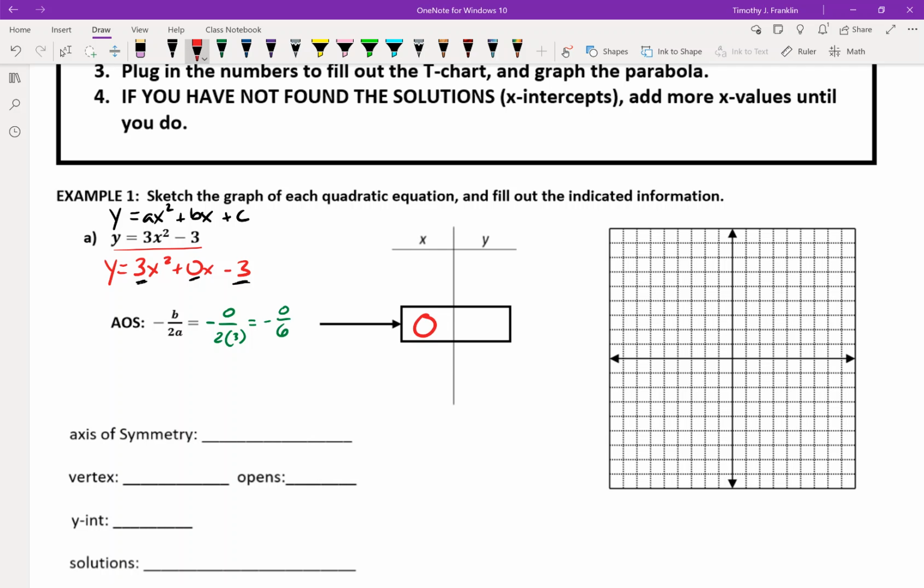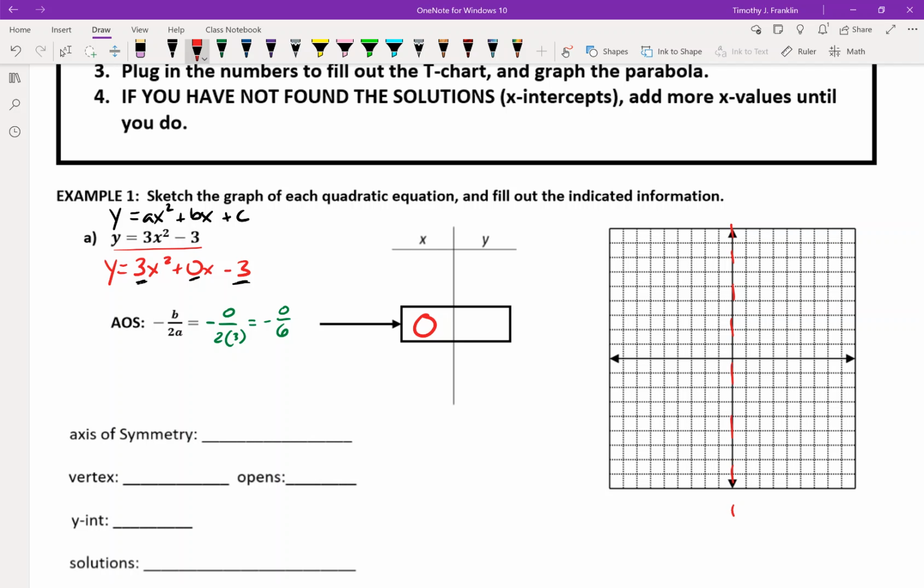Now I like to set this up as the middle x value in my table. So I put it in the middle, and I like to draw a box around it because that shows that this is the vertex of our parabola. And so right away we know that we have an AOS of 0, which means we have a line running through the middle of our parabola right at x equals 0. And you don't have to put this dotted line on your graph, but it does maybe help you anticipate where your points should end up.